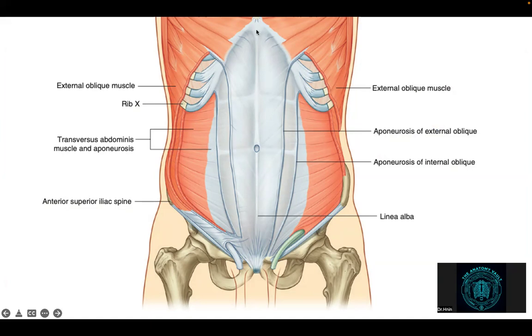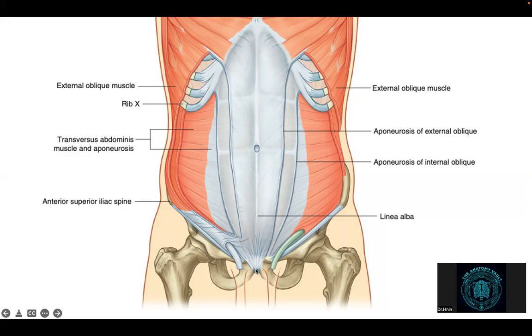It extends from the xiphoid process of the sternum superiorly to the pubic symphysis inferiorly. This Linea alba divides the abdomen into right and left halves and serves as an important surgical landmark because it contains relatively few blood vessels.